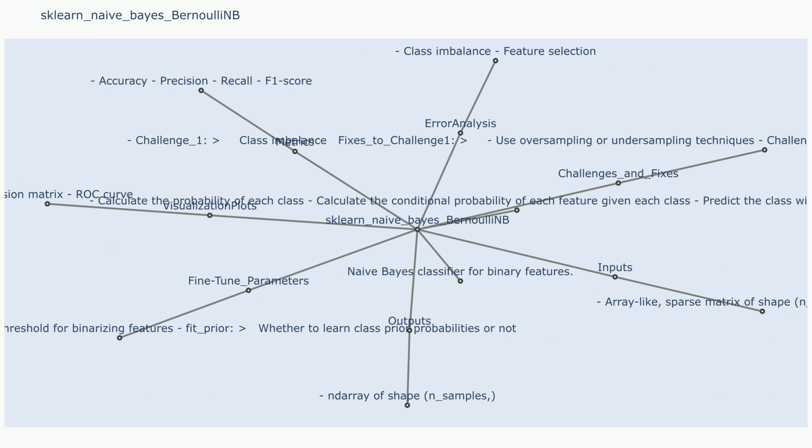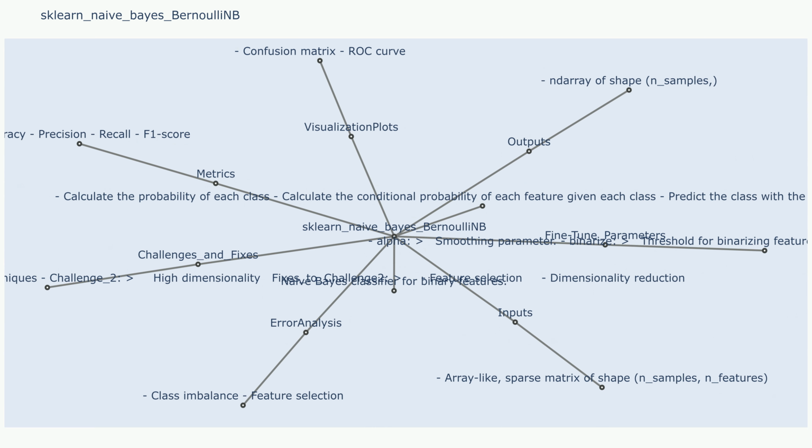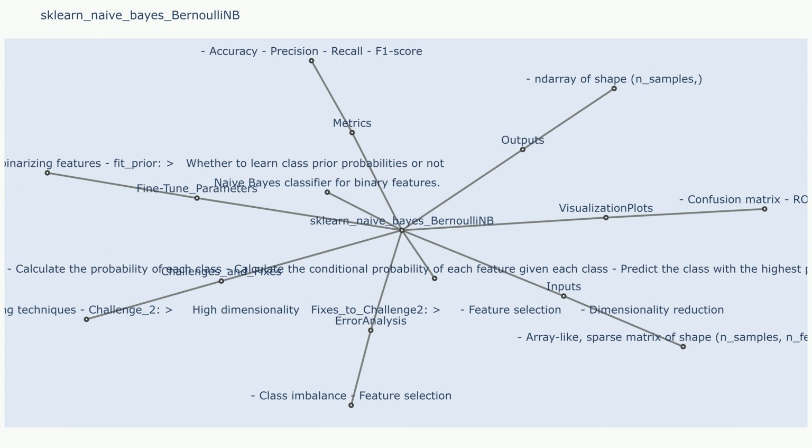Challenges and fixes. Challenge 1: Data sparsity. Bernoulli NB can struggle with sparse datasets, where many features have a value of 0. This can lead to overfitting and poor generalization. Sample use case that resulted in Challenge 1: text classification with a large vocabulary, where many words are absent in most documents.